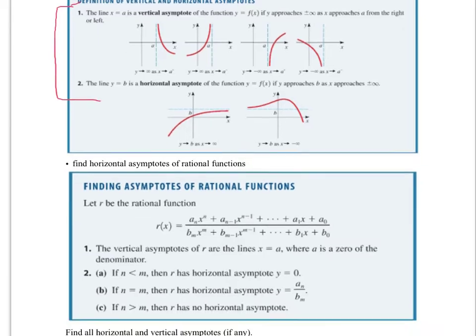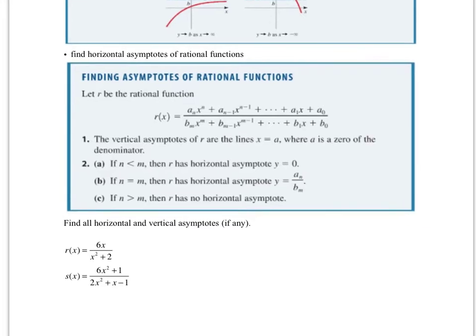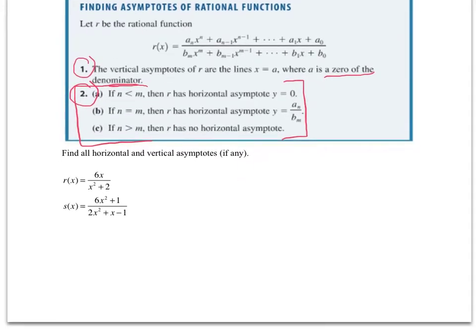And similarly, for finding asymptotes of rational functions, we have this process where we can find vertical asymptotes by simply looking at the zeros of the denominator, and we find horizontal asymptotes. There are actually 3 cases as listed here. If the numerator has degree less than the denominator, equal to the denominator, or greater than the denominator degree, that will determine where the asymptote is.